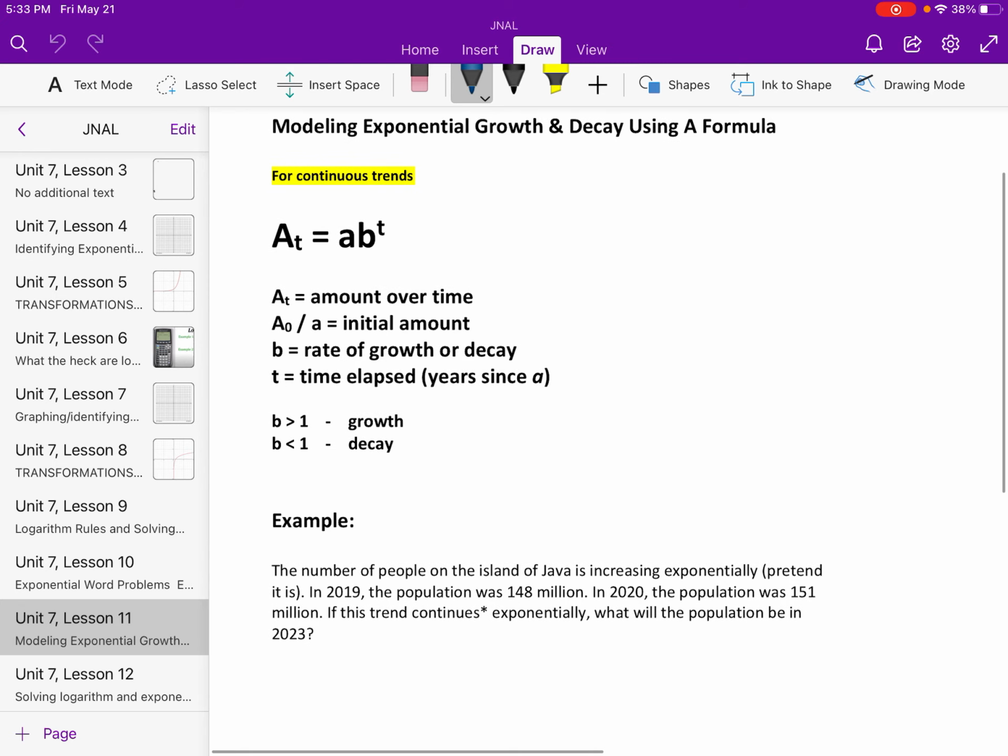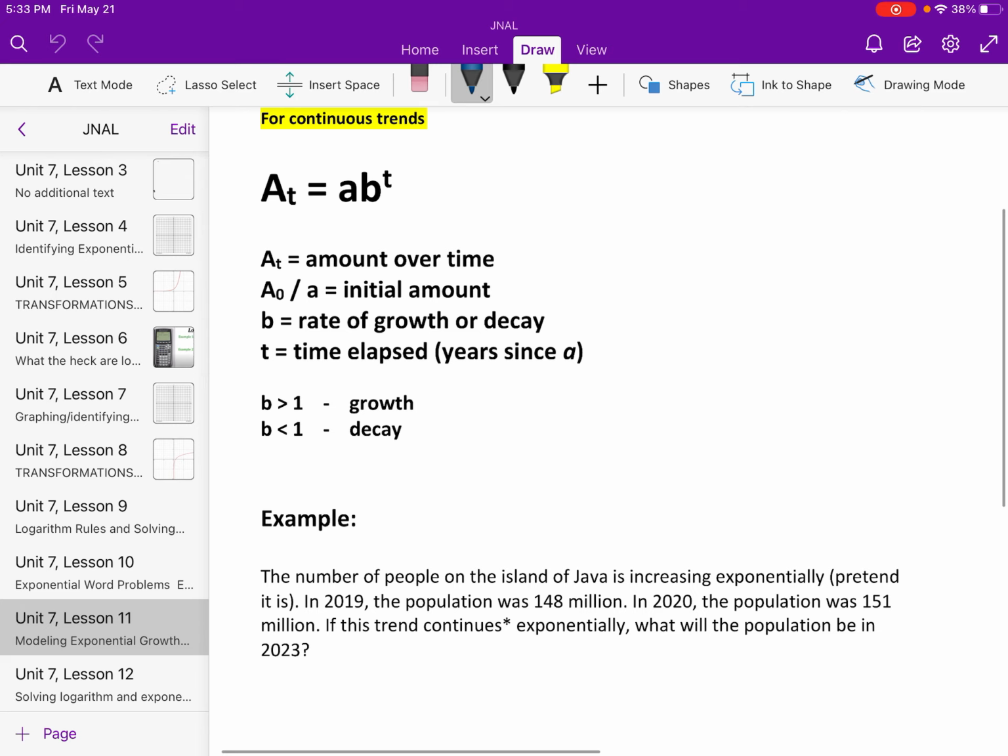So the equation is a subscript t equals a b to the t power. So what that really just means is a subscript t, that's just one thing. That is amount over time. And then lowercase a, or sometimes you see it as a with a 0 on it. That's the initial amount. So starting, what did you start with? B is the rate. So are you increasing by 19% or something like that?